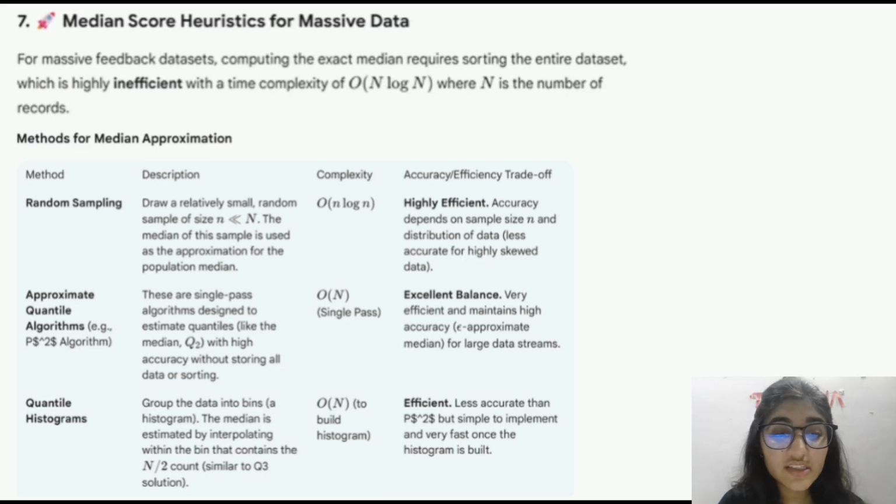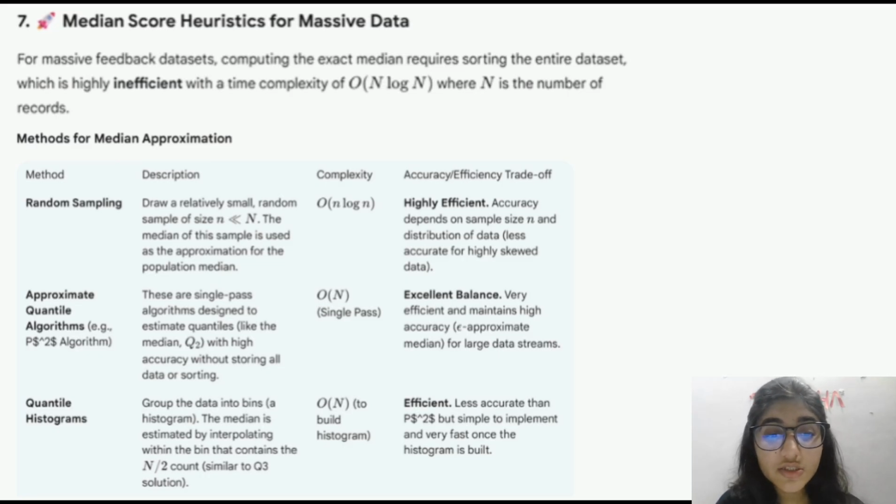Now we'll see approximate quantile algorithms, that is the P-square algorithm. These are single-pass algorithms designed to estimate quantiles like the median, Q2, with high accuracy without storing all data or sorting. Its complexity is O(n), that is single pass. It is an excellent balance, very efficient, and maintains high accuracy.